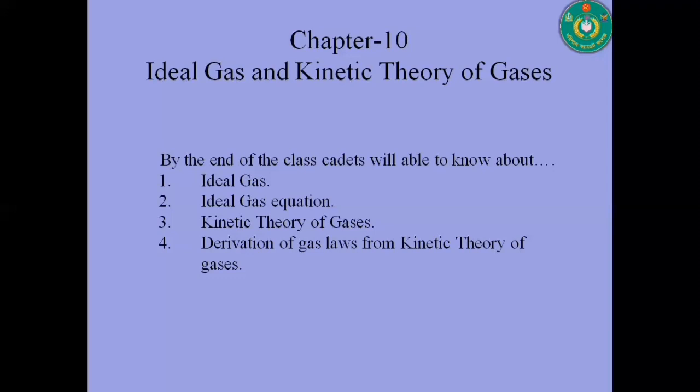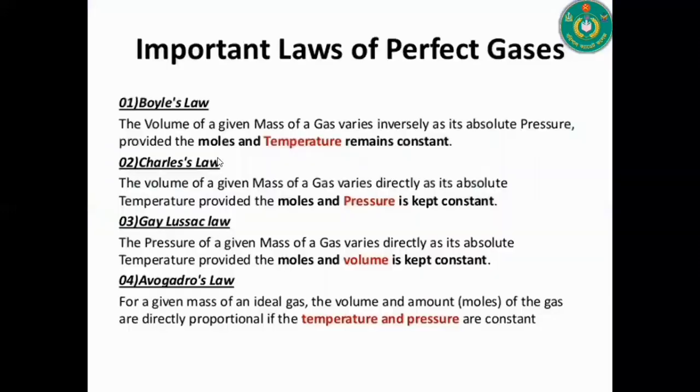Then we define what is ideal gas. An ideal gas can be defined as a real gas at low pressure, which should satisfy the equation connecting three variables, that is pressure, volume, and temperature. The ideal gas equation is PV = nRT. This ideal gas depends on four most important laws, that is Boyle's law, Charles' law, Gay-Lussac's law, and Avogadro's law. Firstly, we discuss Boyle's law.